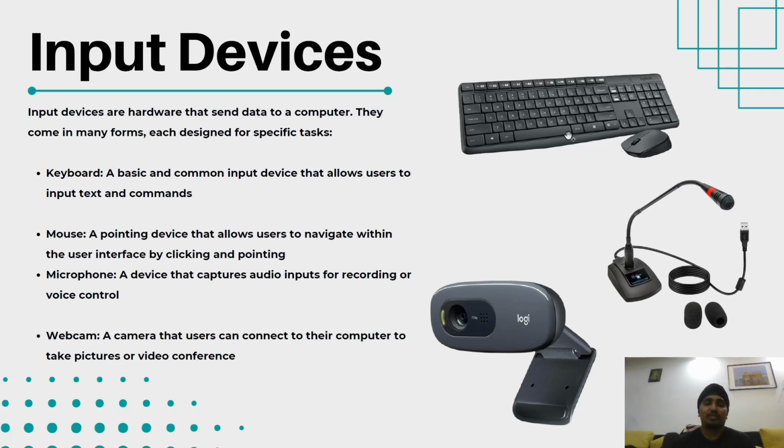Next is the input devices. There are many input devices, so I only listed four of them. The main ones are the keyboard and mouse. Without the keyboard and mouse we cannot interact with the computer. Next is the microphone, which is used for sound recording, and the next is the webcam. As we can see, this is a Logitech brand webcam, which is also an input device that captures our video and sends it to the computer to process.